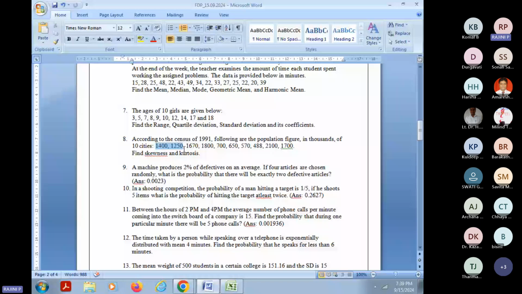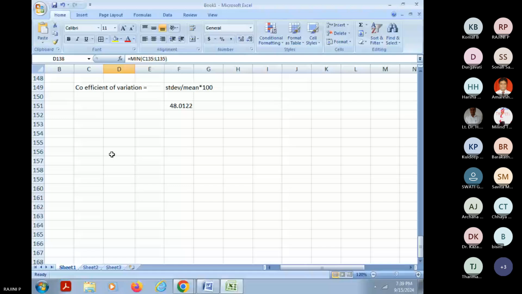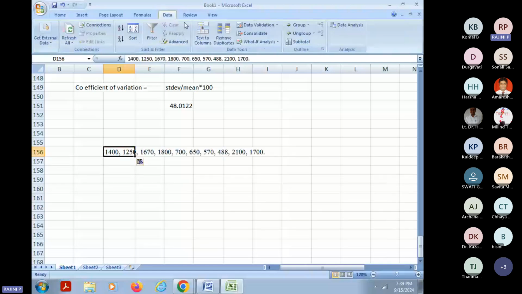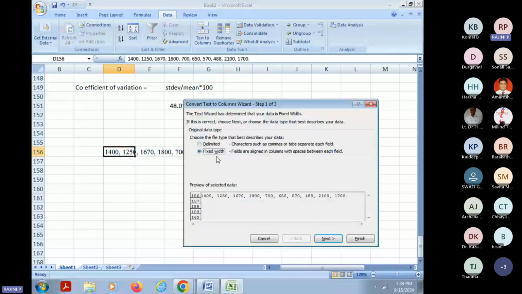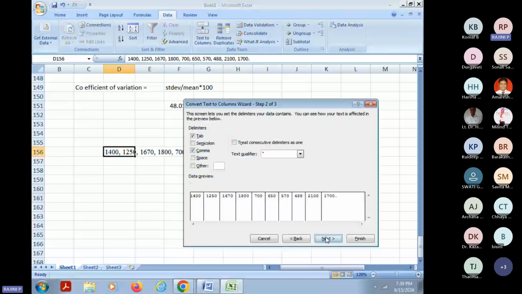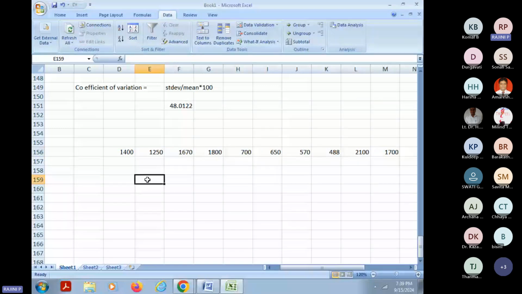Copy this and paste it here, then go to Data, Text to Columns, Delimited, Next, Finish. We got it, right? So how can we find the skewness? And next, you need to find the kurtosis also. These are the values you need to find, skewness and kurtosis.